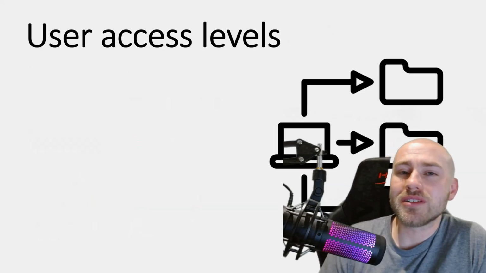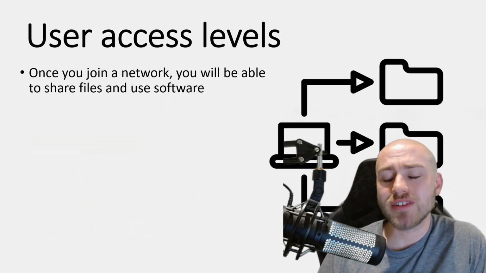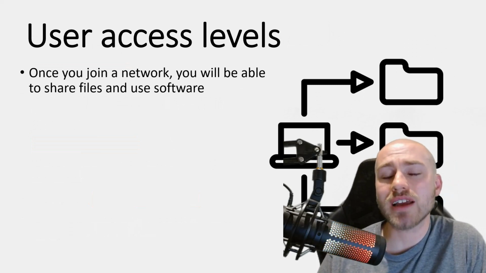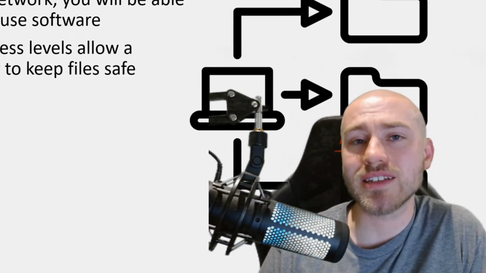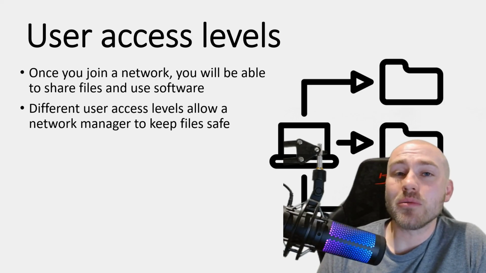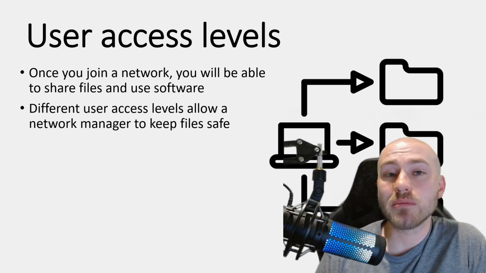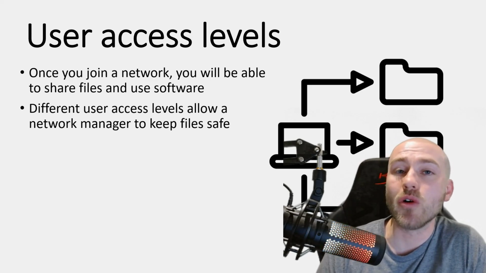Another thing I want to talk about today is something called user access levels. So when you join a network, you will have a different level of user access depending on who you are. So a network manager will have total access to everything so they can manage the network properly. But somebody else using the network might not have access to everything. For example, a student might not have access to program files in case they accidentally move or delete one.